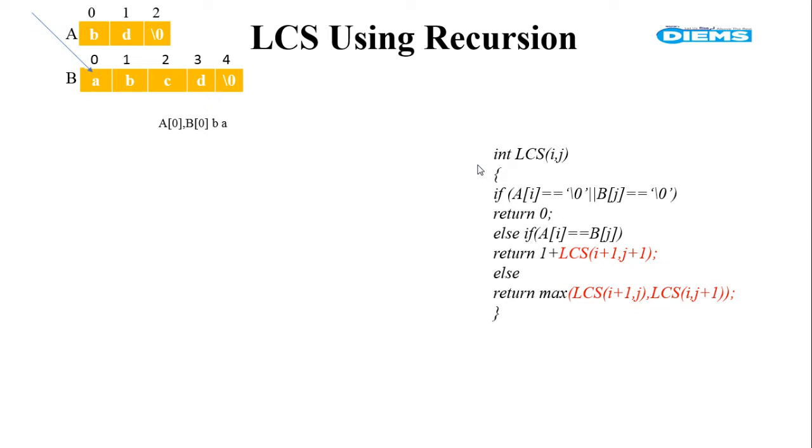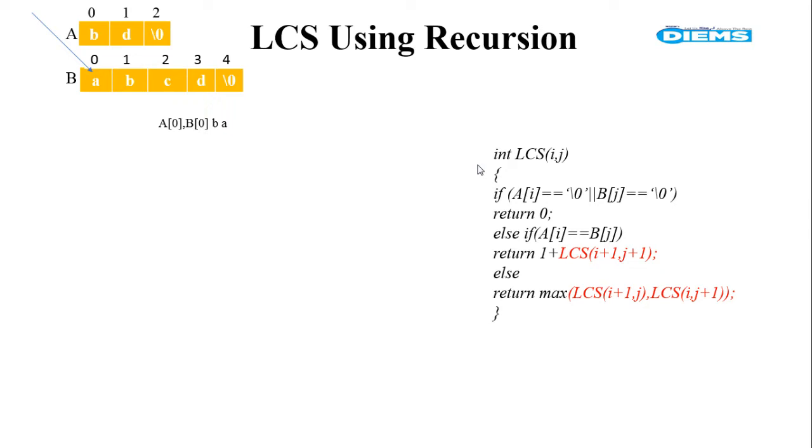We will try to find out the common characters between these two strings. Here, string A is BD and string B is ABCD. Clearly B and D are the common characters, but we will see how this result can be obtained by using recursion. For that we need to understand the code which is given on the screen.